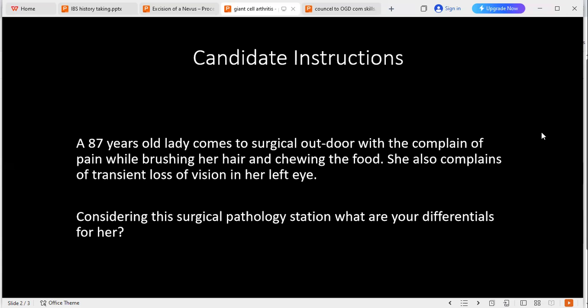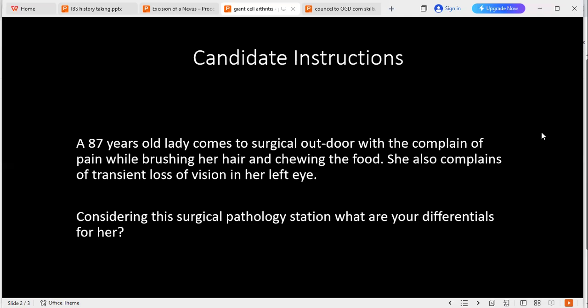All right, so if you've read and understood this surgical pathology station, please tell me what provisional diagnosis you will consider for this patient? My provisional diagnosis will be giant cell arteritis. What exactly is giant cell arteritis? Kindly define. It is a granulomatous inflammation of the large to medium vessels of the head.